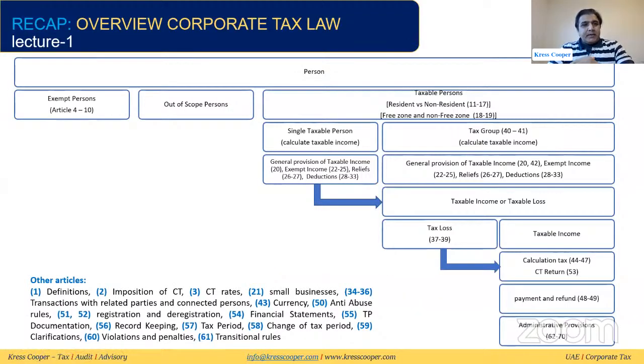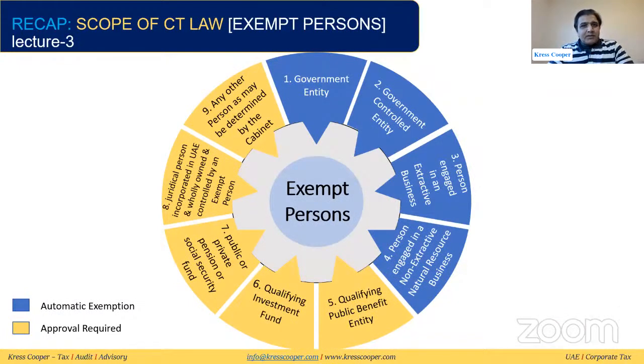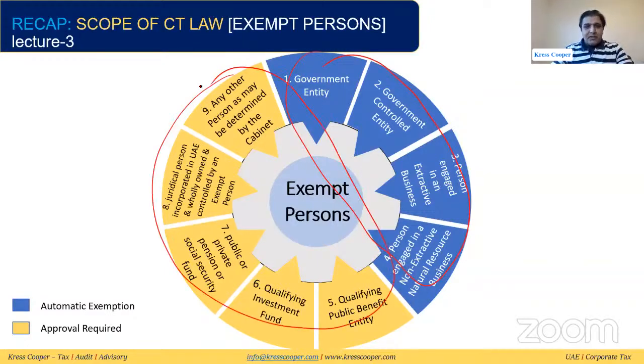In our previous lectures, we have already discussed the overview of UAE corporate tax law. In our second lecture, we discussed the scope of UAE corporate tax law. In the scope, we discussed persons: exempt persons, out of scope persons, taxable persons, resident taxable persons, as well as non-resident taxable persons. Then we discussed exempt persons in detail. We said there are 9 persons which are exempt from the UAE corporate tax. 4 persons are exempt by default. The remaining 5 persons will have to apply to claim the exemptions.